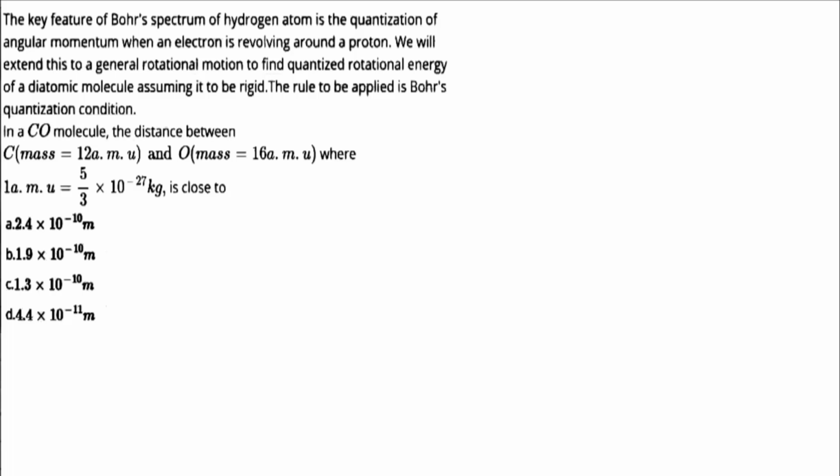In a CO molecule, the distance between C, mass is equal to 12 AMU, and O, mass is equal to 16 AMU, where 1 AMU is equal to 5 upon 3 into 10 to the power minus 27 kg, is close to, and we have given 4 options. Now we have to find the correct one. So now we have to find the distance between C, O molecule, where mass of C and mass of O is given. And also we have the value of 1 AMU.